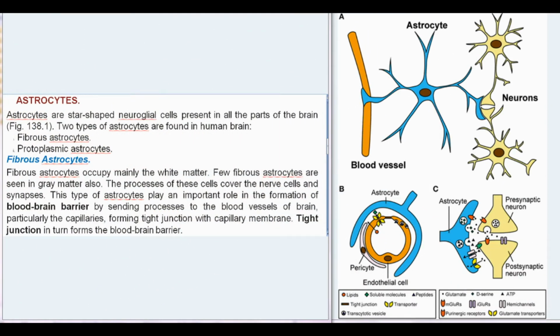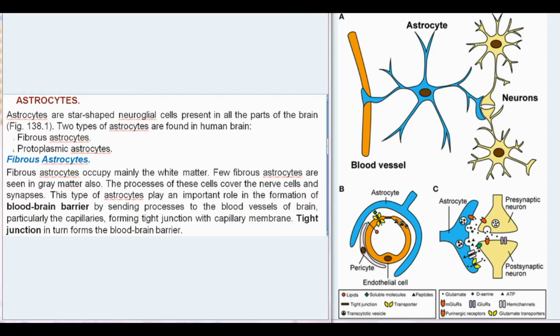Astrocytes. Astrocytes are star-shaped neuroglial cells present in all the parts of the brain, Fig. 138.1. Two types of astrocytes are found in human brain: fibrous astrocytes and protoplasmic astrocytes. Fibrous astrocytes. Fibrous astrocytes occupy mainly the white matter. Few fibrous astrocytes are seen in gray matter also. The processes of these cells cover the nerve cells and synapses.